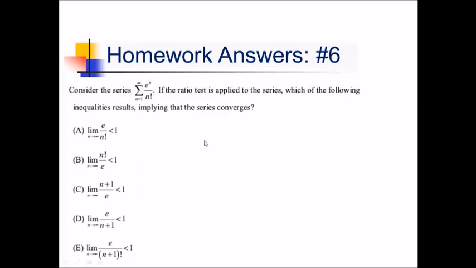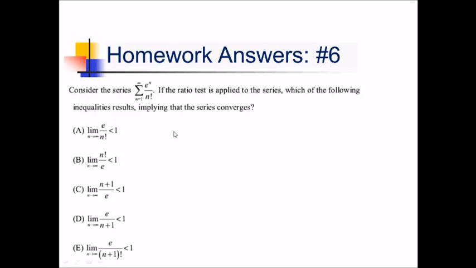On this problem, we're given this e to the n over n factorial series, and they're just coming out and telling us if the ratio test is applied, which results implying that our series converges. Well, ratio test makes sense here, because if you do the nth term test, this is a bottom-heavy function which will go to 0 and be inconclusive.